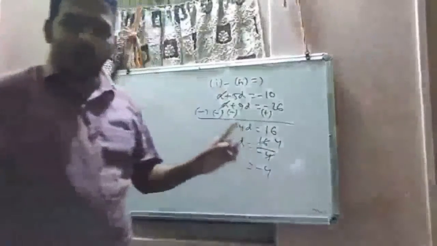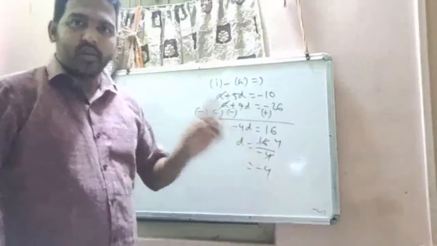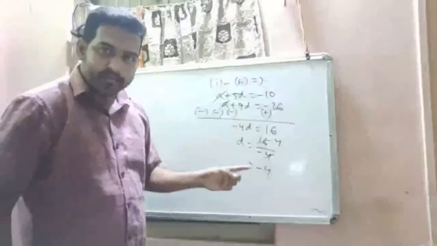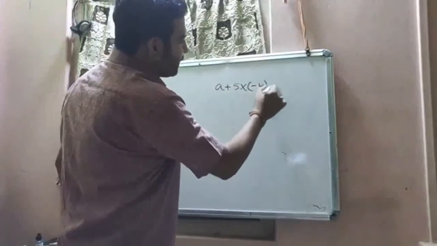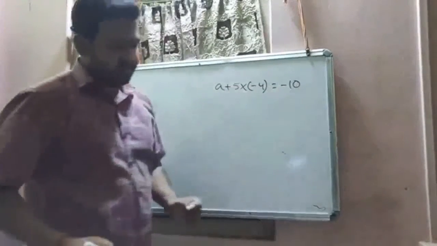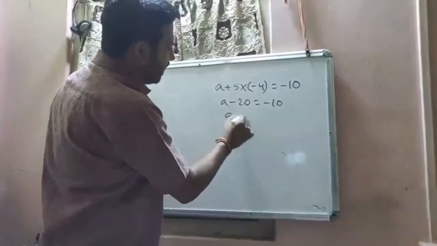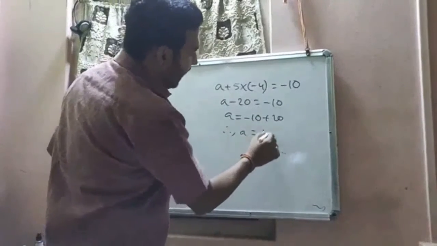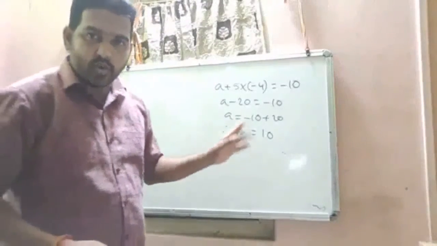That means we have calculated the common difference. Clear? Common difference has been calculated. Now putting the value of D in any of the equations, we can easily find the value of A. In equation number 1, A plus 5D, 5 into minus 4, is equal to minus 10. So A plus minus 20 is equal to minus 10. A is equal to minus 10 plus 20. A is equal to 10. So we have calculated the first term as well as the common difference.